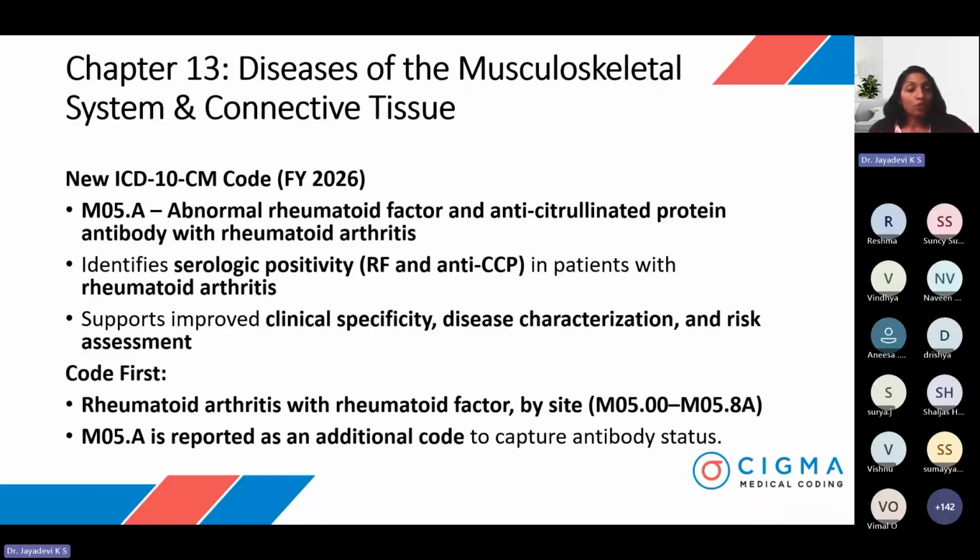In this condition, you have to code for the rheumatoid arthritis with rheumatoid factor by site. That is M05.00 to M05.8A, you have to code that first. And additionally, you can report this M05.A, that is abnormal rheumatoid factor and anti-citrullinated protein antibody with rheumatoid arthritis.